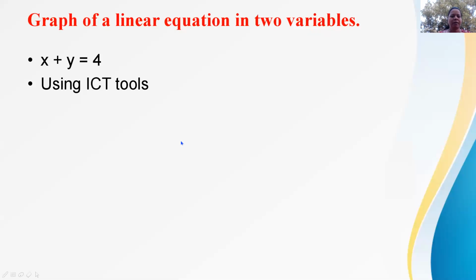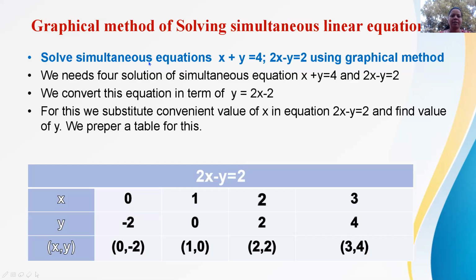Now see, this is how we use the ICT tool for drawing the graph of x plus y is equal to 4. Next, we are going to see how to solve the simultaneous equation. That is the graphical method of solving simultaneous equations. Solve the simultaneous equations x plus y is equal to 4 and 2x minus y is equal to 2 using the graphical method.